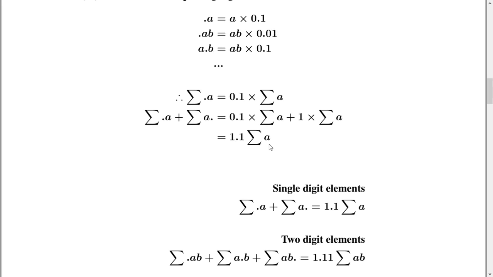Now what you need to note here is point A is nothing but A times 0.1, right? 0.4 is nothing but 4 times 0.1. Similarly, point AB is AB times 0.01. 0.34 is 34 times 0.01 and so on. So the summation of all the elements of the form point A is nothing but the summation of all the elements of the form A times 0.1. Right? So summation of all the elements of the form A point B is nothing but summation of all the elements of the form AB times 0.1.